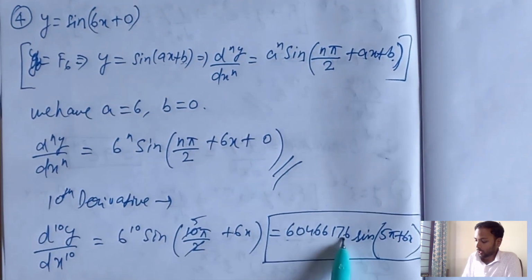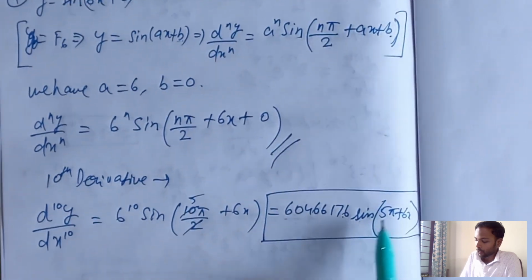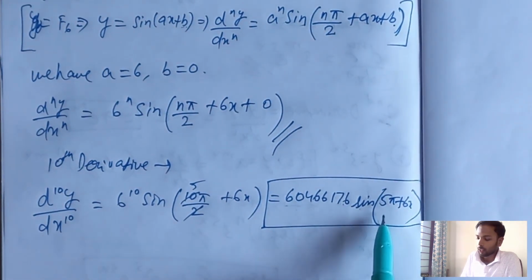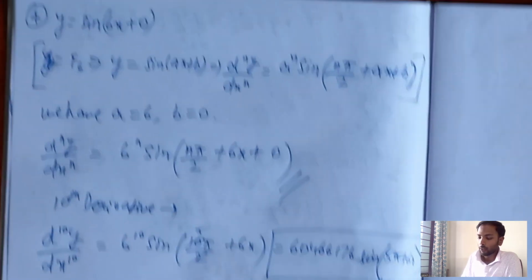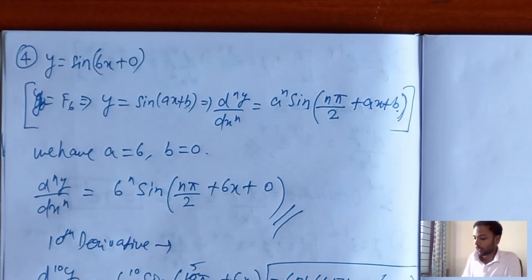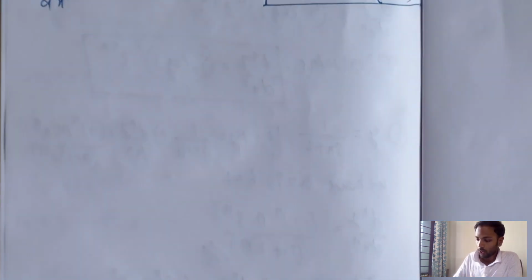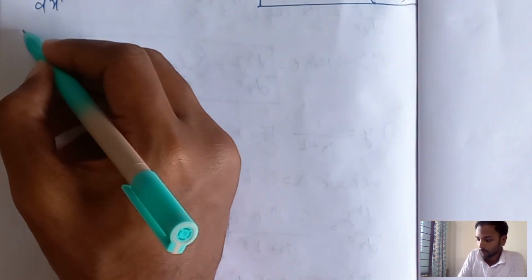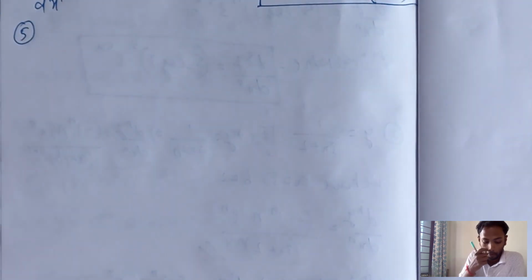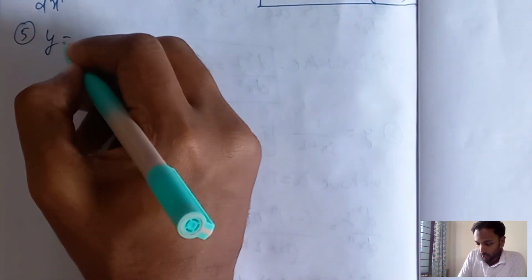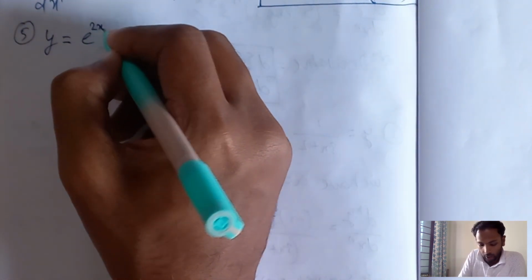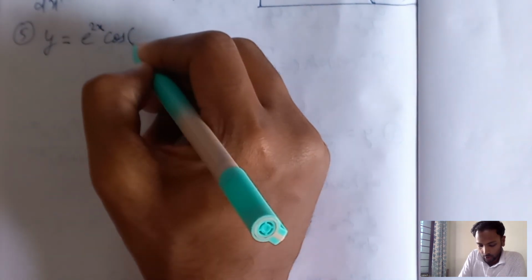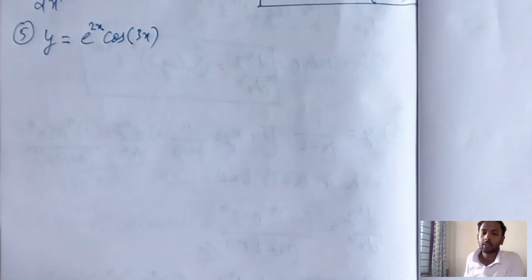So this number into sine of 5 pi plus 6x is the 10th derivative of sine of 6x. Yeah. So moving on to the next question. Last question for the video. y is equal to e power 2x cos 3x.